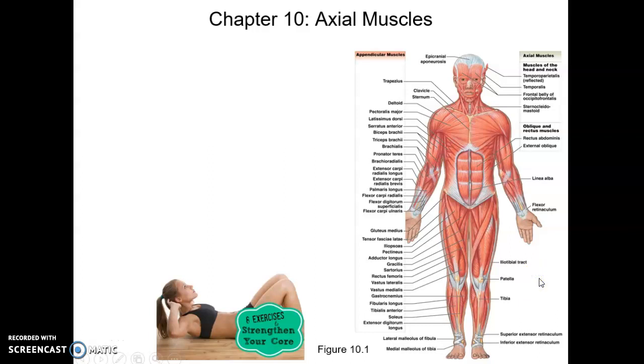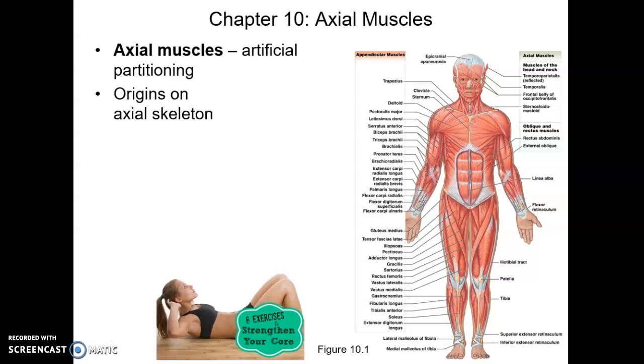Chapter 10, we look at the axial muscles. So it is artificial partitioning, kind of like the skeletal system, where we have the axial and appendicular skeleton. The muscles are the muscles, but we put them into either axial muscles or appendicular muscles. So the axial muscles, they have their origins on the axial skeleton.